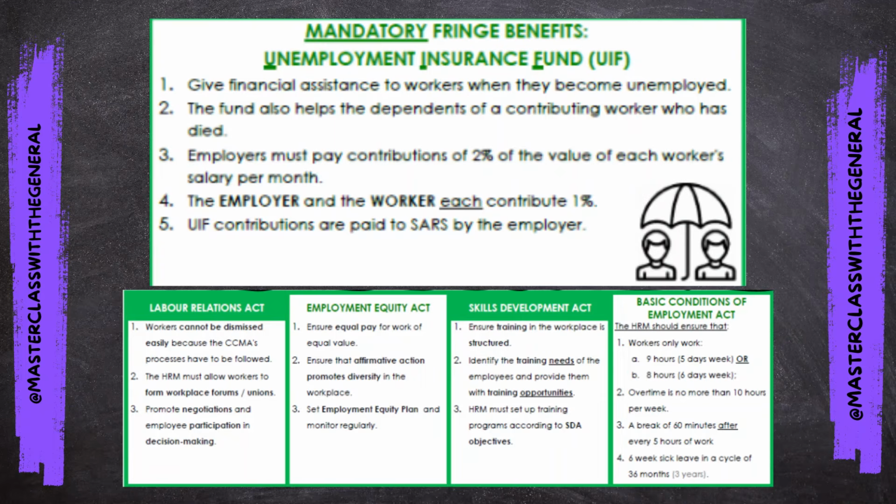The fringe benefits we have looked at so far in previous videos were optional. It is up to the business to do it or not to do it. But this one is mandatory. The business has to do it. Let's look at number one. Give financial assistance to workers when they become unemployed.